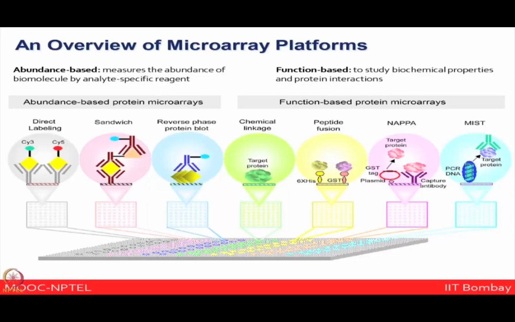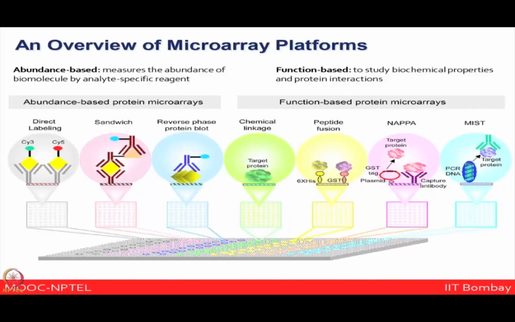So, this is known as abundance based proteomics, where the aim is to measure the abundance of biomolecules by analyte specific reagents. Or you can also look at function based protein microarray approaches, where the aim is to study the biochemical properties or the protein interactions, for which either you have purified a protein and printed that on the chip, or you know the specific peptide sequences and use that information for printing on the chip, or you can just take the cDNA directly.